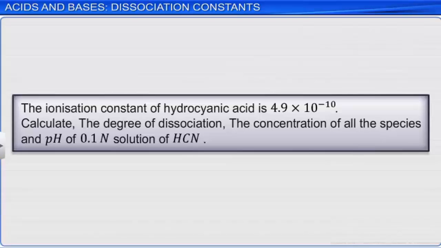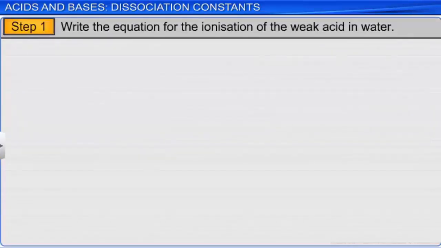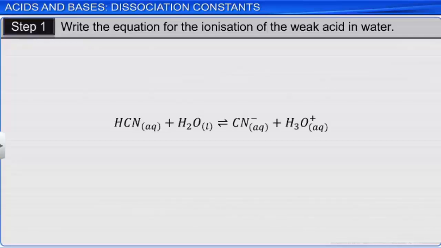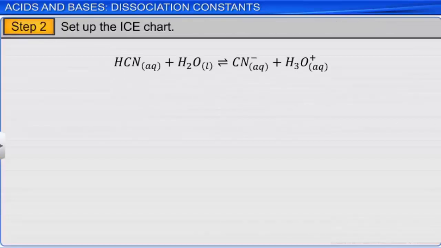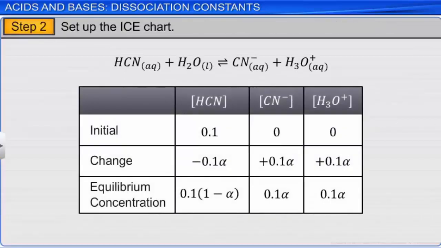The first step in solving this problem involves writing the equation for the ionization of a weak acid in water. The equation for the ionization of hydrocyanic acid in water is HCN aqueous plus H2O liquid in equilibrium with CN minus aqueous plus H3O plus aqueous. In the second step, set up the ICE chart. The initial concentration of hydrocyanic acid is given as 0.1 M. The initial concentration of the products is 0.